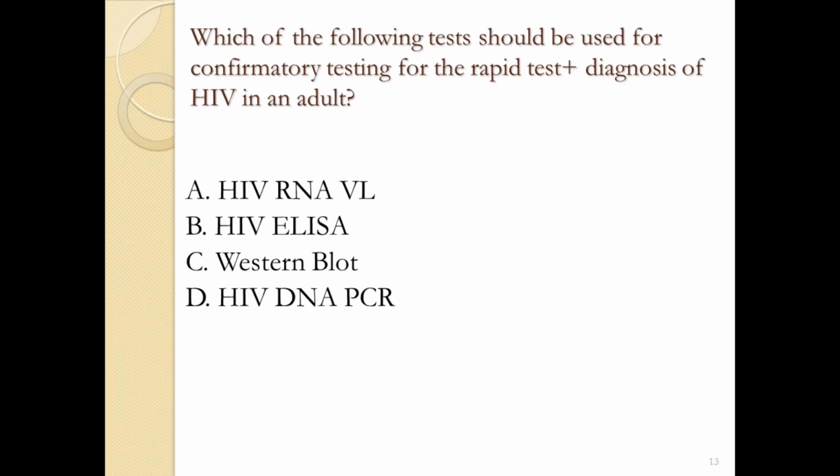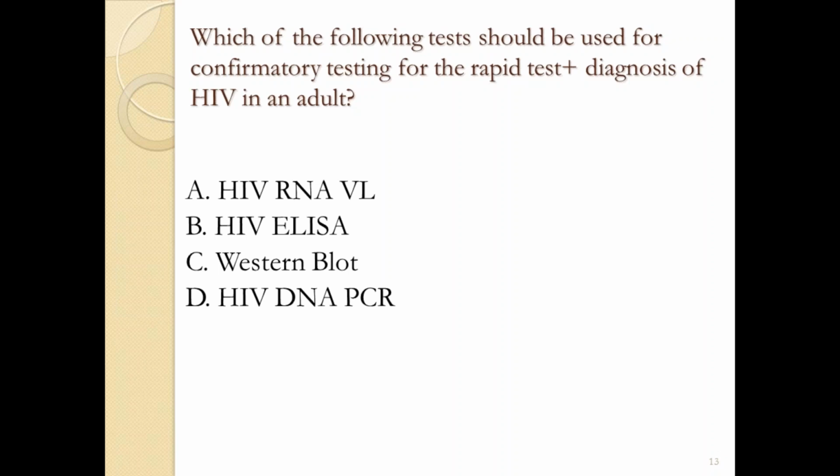So which of the following tests should be used for confirmatory testing for the rapid positive test for diagnosis of HIV in an adult? So A is the HIV RNA viral load, B is HIV ELISA, C is the Western blot, and D is DNA PCR. What do you guys think? Western blot? Is it Western blot?